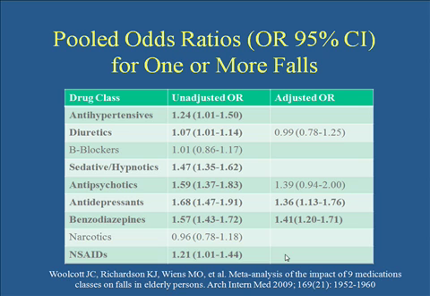As far as the unadjusted odds ratios, you can see there were more classes that reached significance as far as increasing risk of falls, and those are bolded there. All antihypertensives, although diuretics also. Beta blockers did not. Sedative hypnotics, antipsychotics, antidepressants, and benzos, all in the unadjusted odds ratio category, are showing an increased risk. Narcotics are not. NSAIDs are. So a little bit different mix here than what we saw in the previous studies.